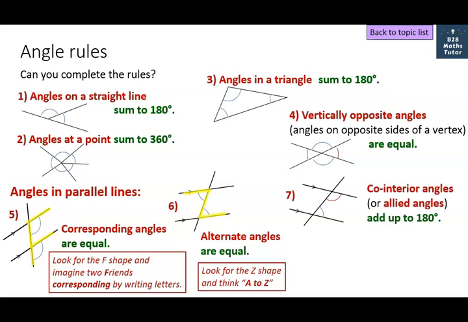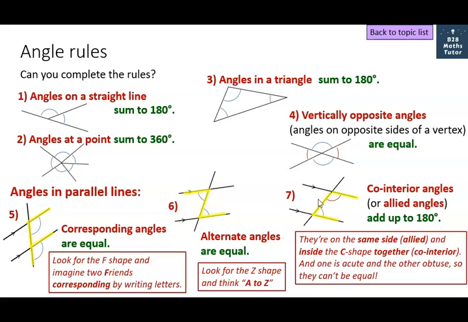Finally, we've got co-interior angles, sometimes called allied angles, and they add up to 180 degrees. Because of course this angle here and this one here, which isn't labelled, are corresponding angles. So you've got the F shape here. So if this angle is the same as this angle, and this one are on a straight line, then they add up to 180, don't they? So if this one and this one add up to 180, and this one is the same as the red one here, then these 2 inside must add up to 180 as well.